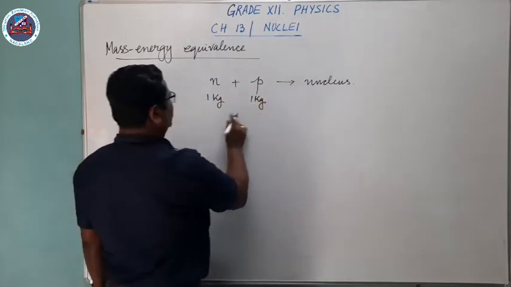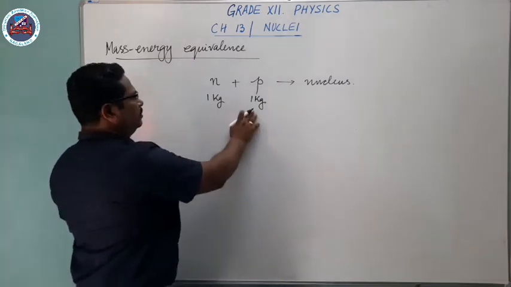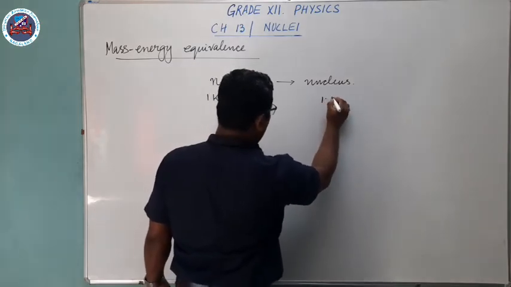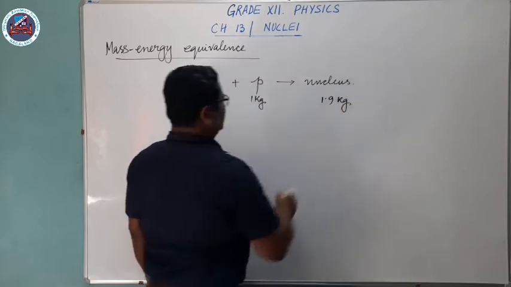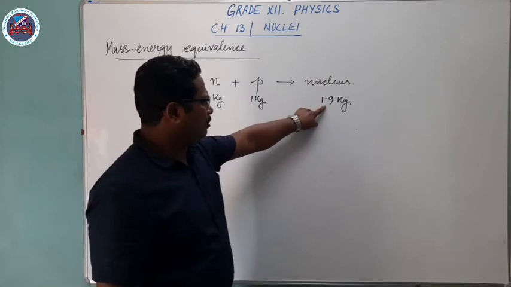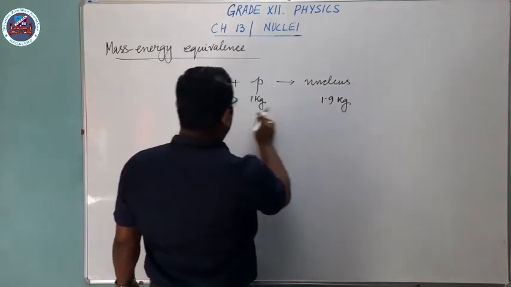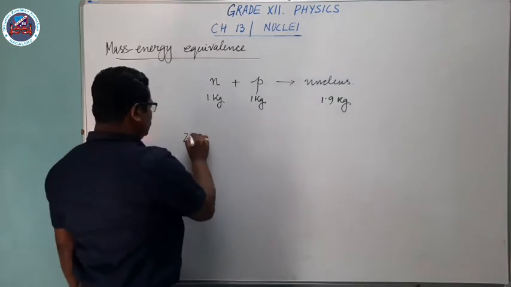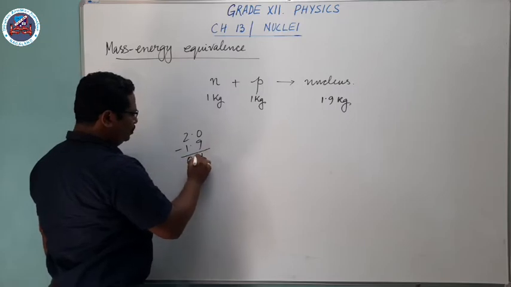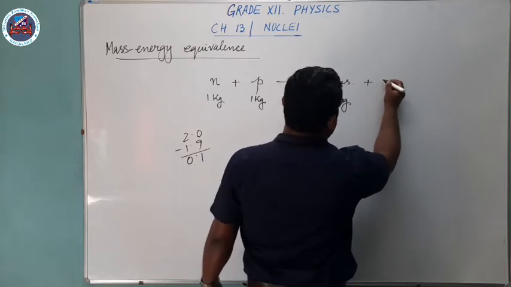Suppose the neutron is 1 kg, and the proton also is 1 kg. If you combine them together, the law of conservation of mass says that 1 plus 1, the nucleus must be 2 kg, but it is never 2 kg. Suppose it is 1.9 kg. How much mass is lost? You take 2.0 minus 1.9, you get 0.1 kg of mass, and it gets converted to energy.